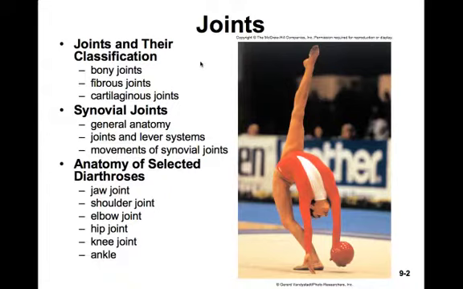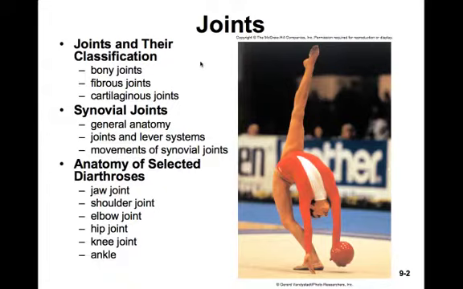We'll begin this lecture by looking at the various types of joints: bony joints, fibrous joints, cartilaginous joints, and then synovial joints. I'll cover the first three in detail and then introduce the general anatomy of the synovial joints. And then you'll go on your own to feature a particular synovial joint.